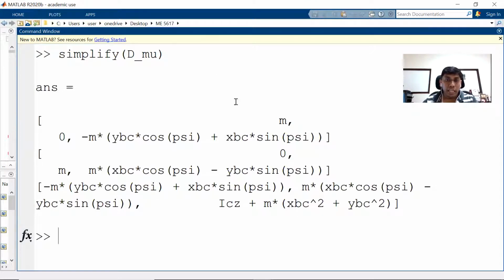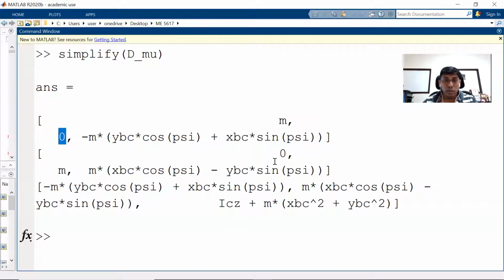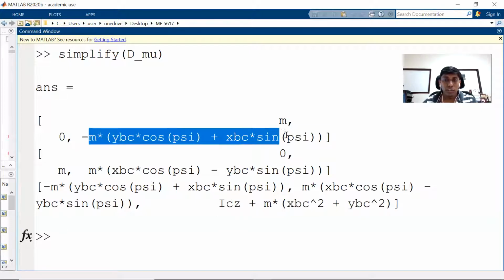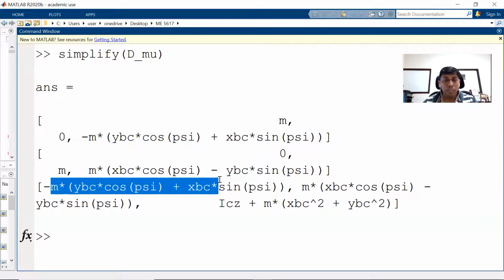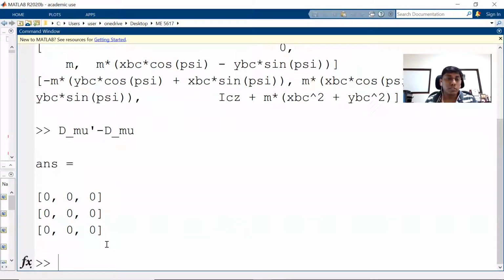So now you can see it is diagonal, where m and ic are. This is positive, and off the diagonal you can see 0, and this is also 0. That same value is coming here. So indirectly I say that d mu transpose minus d mu is supposed to be 0, right? So that is what it is giving. So this is good. So then the model is good.